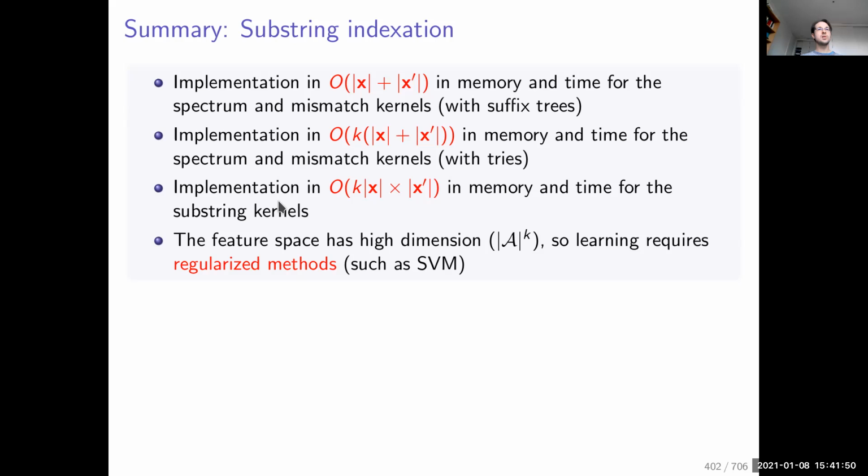If you want to do substring kernel with dynamic programming, the complexity is larger, but this is the price to pay to model gaps. So the complexity is now the product of the size of the sequences times k. And at the end, the feature space has a very high dimension. Even so, the dimension of phi of x is exponential, we have these algorithms that compute the kernel values in polynomial time, and even very efficiently for the spectrum and mismatch kernel. So remember, something important is that we are sending data to a very high dimensional space. It also means that we need to regularize if you want to prevent overfitting.